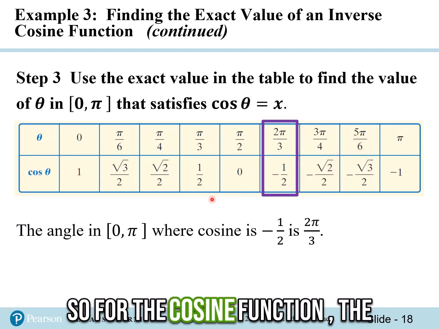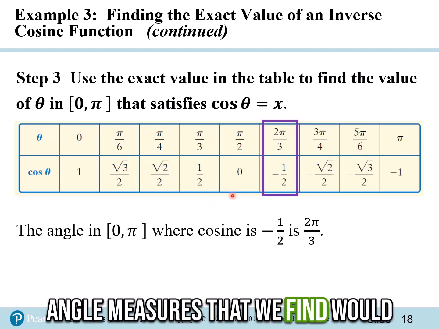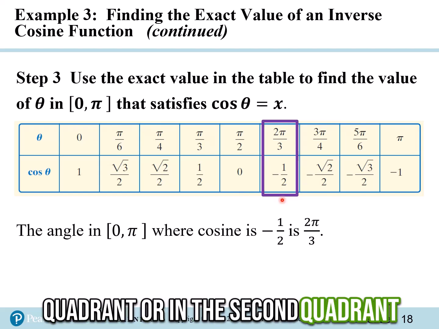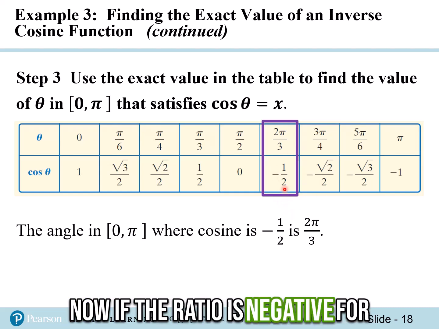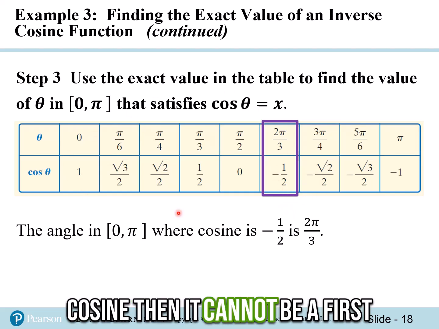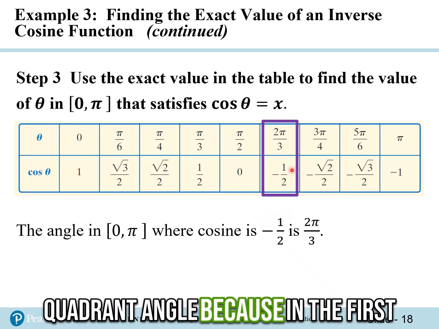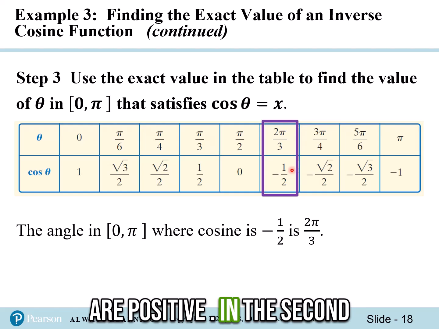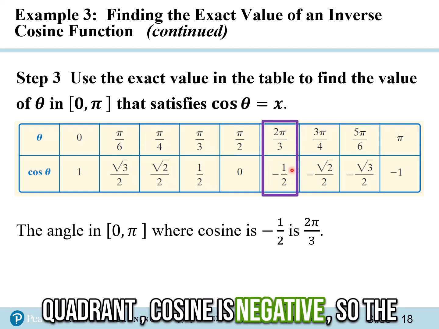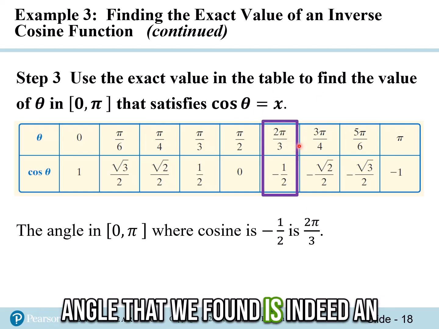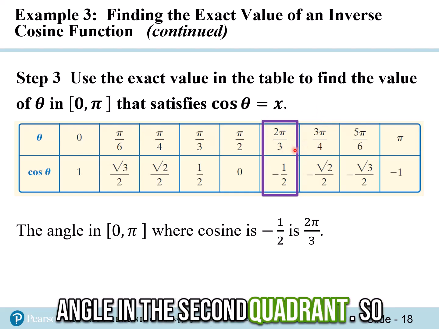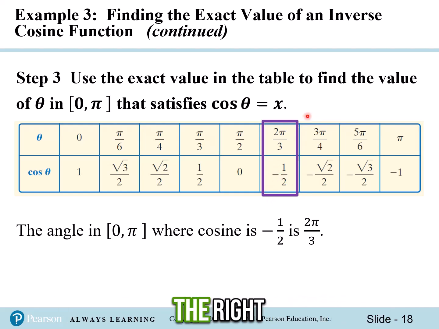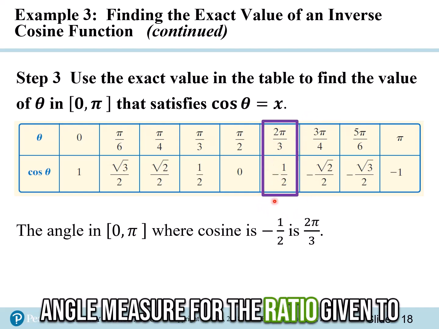So for the cosine function, the angle measures that we find would either be angles in the first quadrant or in the second quadrant. Now, if the ratio is negative for cosine, then it cannot be a first quadrant angle, because in the first quadrant all trigonometric ratios are positive. In the second quadrant, cosine is negative, so the angle that we found is indeed an angle in the second quadrant. You can always verify your answer to make sure that you have picked the right angle measure for the ratio given to us.